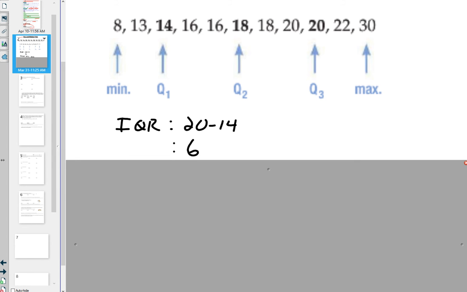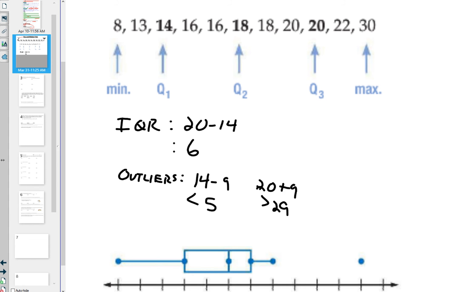So then what you're supposed to do is get your low quartile. What was my low quartile? 14. And then subtract 9. And then go to the high end, which was 20, and add 9.